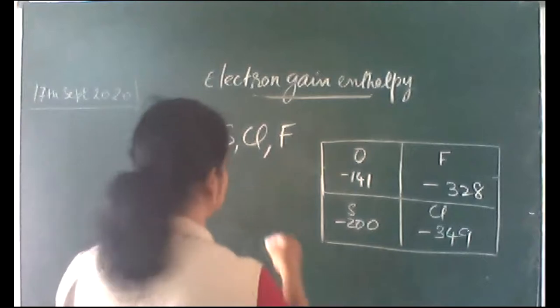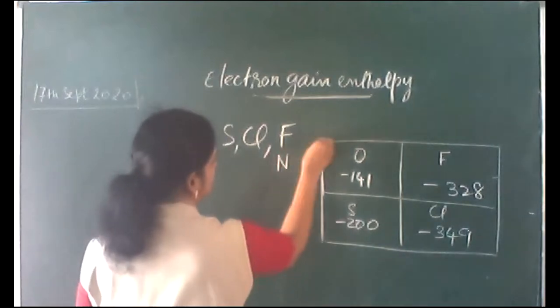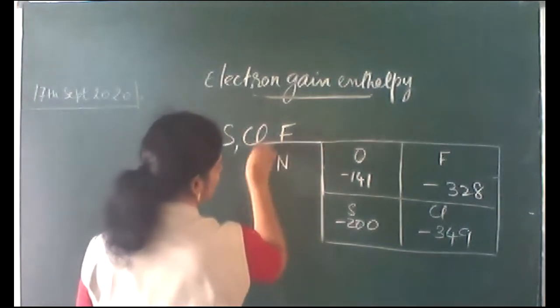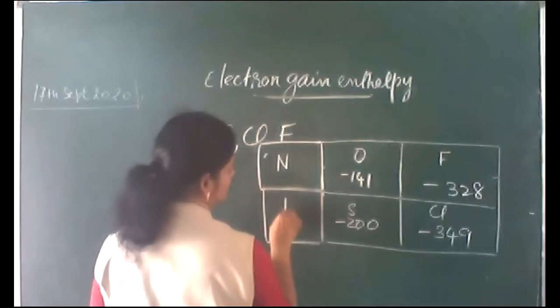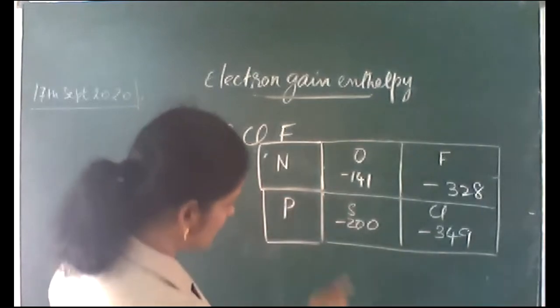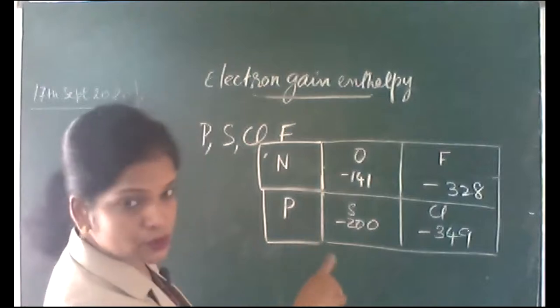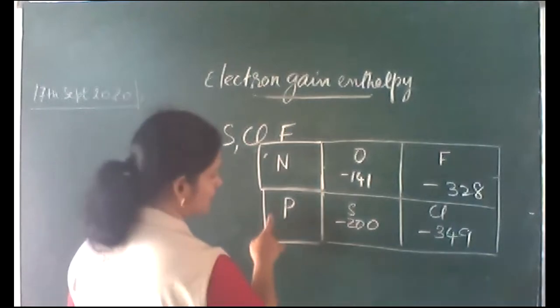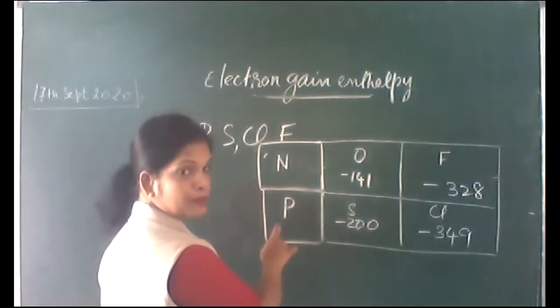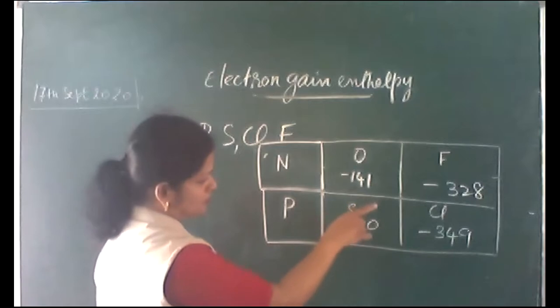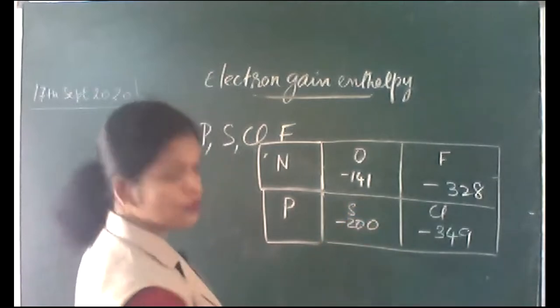Where is phosphorus? Here it's nitrogen and here is phosphorus. You see the trend. Chlorine minus 349, sulfur minus 200. So here, least negative will be of phosphorus. Most negative is for chlorine.